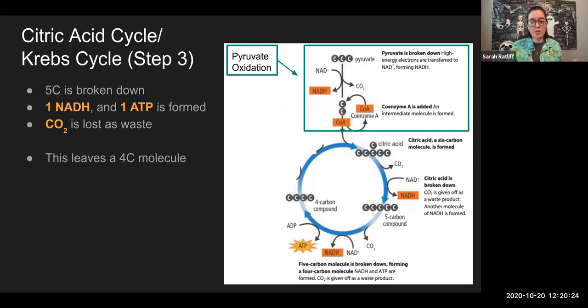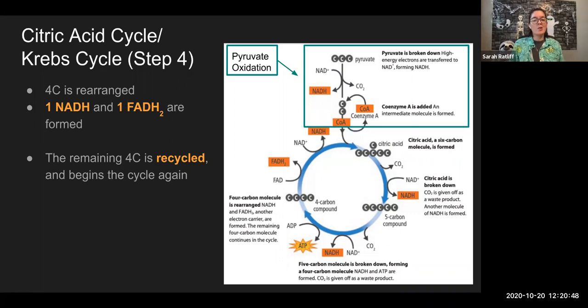We're going to do that 1 more time. We're going to remove 1 of those carbons. Bye. That's a CO2, gone, exhaled. We don't need it. We're creating an NADH again. And this time, hey, we get to make an ATP, energy. That's what we want. So now we got rid of 1 from our 5. We're down to a 4-carbon compound.